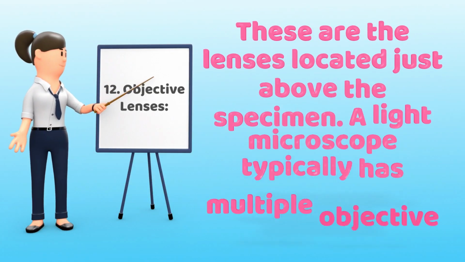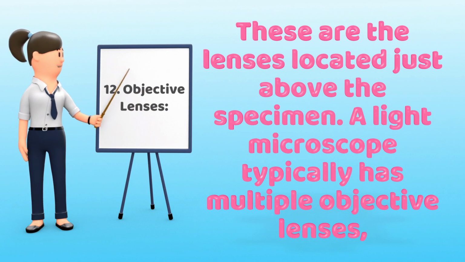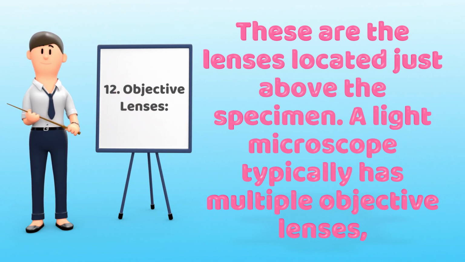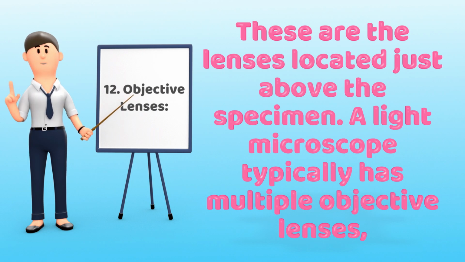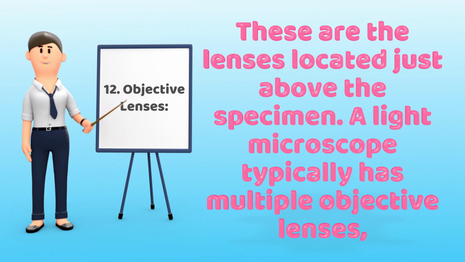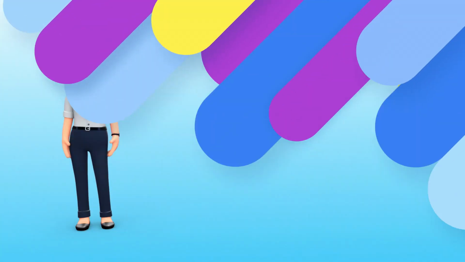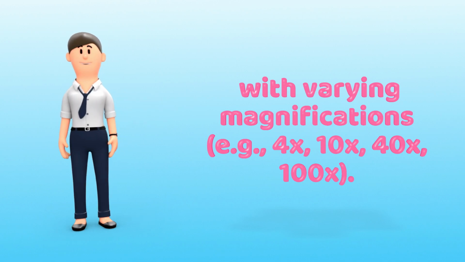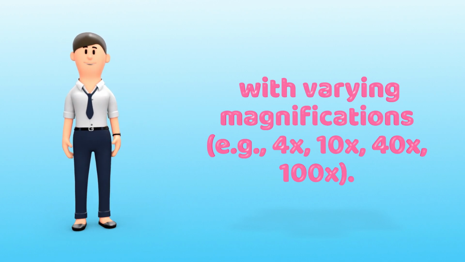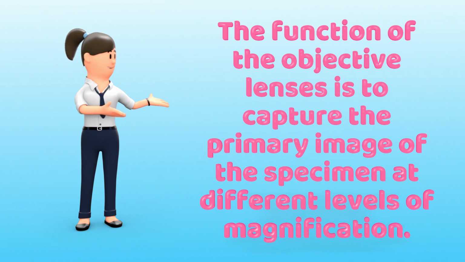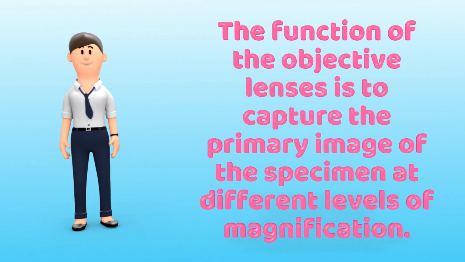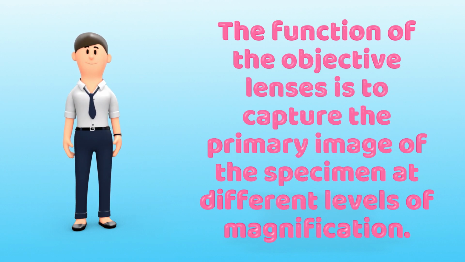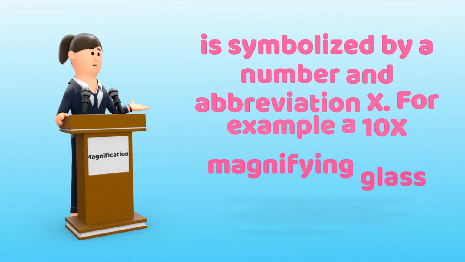Again, we have the objective lenses. These are the lenses located just above the specimen. A light microscope typically has multiple objective lenses with varying magnifications. For instance, 4 times, 10 times, 40 times, and 100 times. Above all, the function of the objective lenses is to capture the primary image of the specimen at the different levels of magnification. So what is magnification?